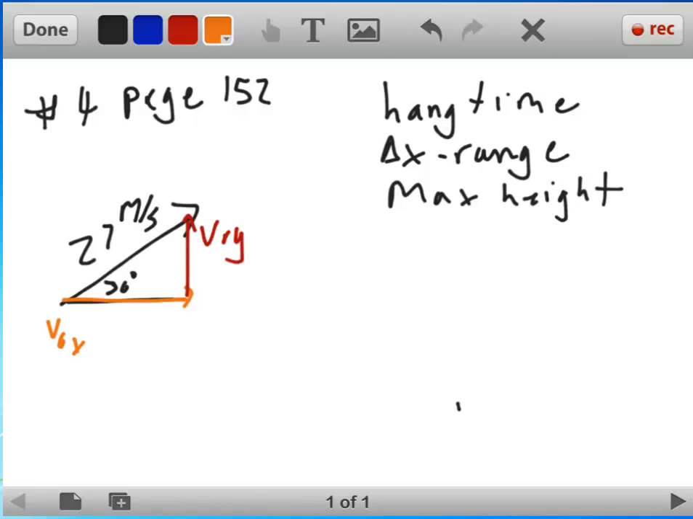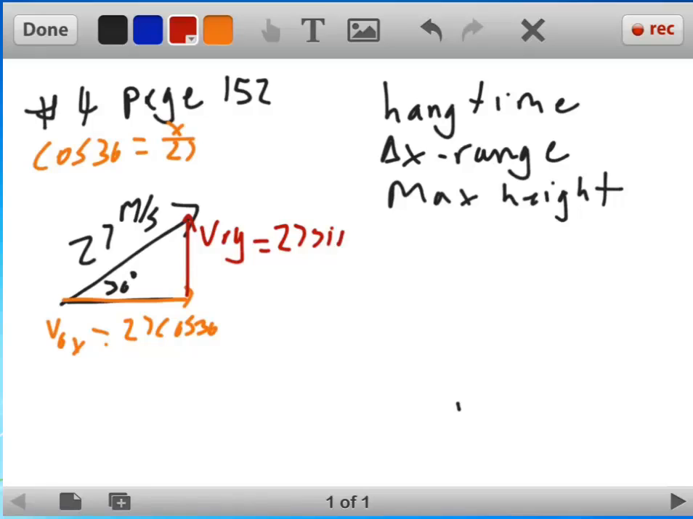And so v naught x equals 27 cosine 30, okay? Because cosine, remember, is adjacent over hypotenuse, so that's v naught x, or the x side, over 27, and so to get the x side, we just multiply by the hypotenuse. In a similar fashion, v naught y is equal to 27 times the sine of 30. Okay, so those are my components. How do I use those to get the hang time, the range, the max height?